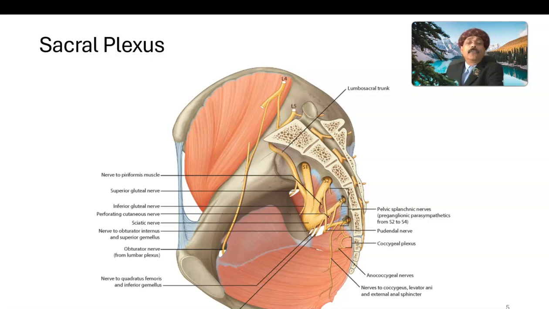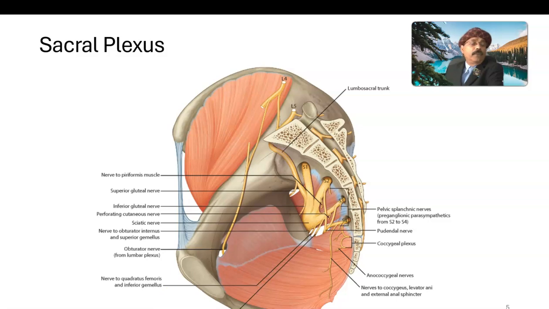Okay, we got the sacral plexus here, and this is the sciatic nerve. What is its root value? L4, L5, S1, S2, S3. This is the pudendal nerve. What is its root value? S2, S3, S4. Okay, we got the sacral plexus.